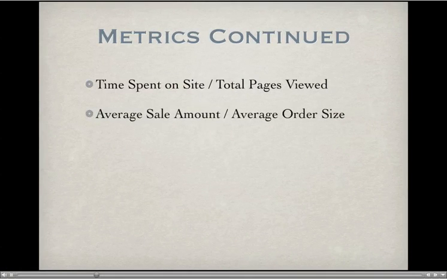Next is average sale amount divided by average order size. To determine your average sale amount for a period, just divide the total dollar value of all of the sales by the number of the orders received. These figures will vary depending on your products and market, so you should initially strive more for constant improvement rather than a specific value. To improve your average sale amount, you can experiment with several techniques.